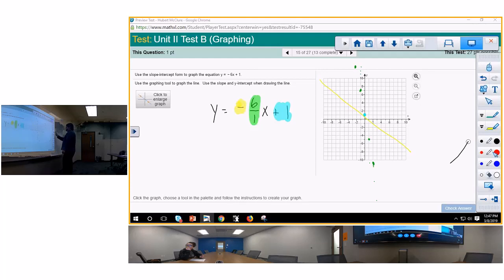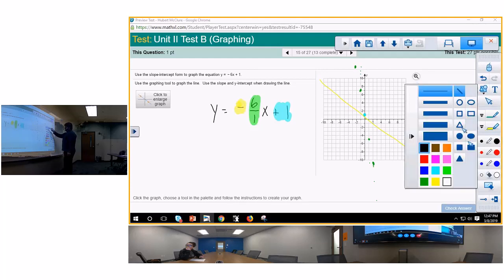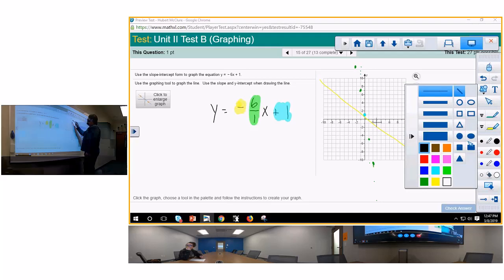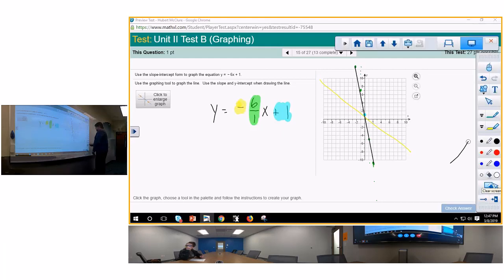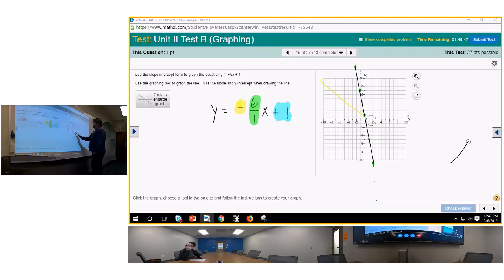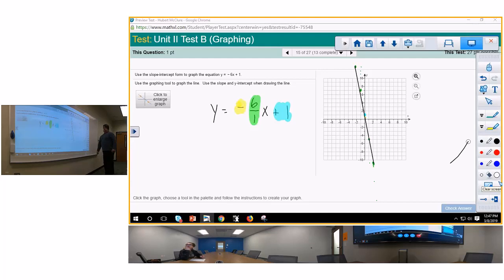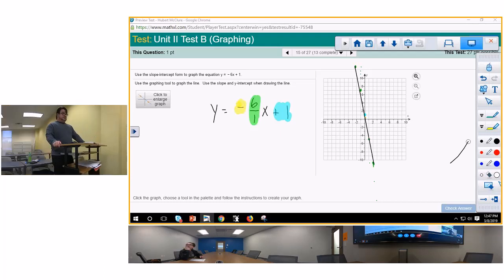Now take your handy dandy straight line maker and there's your line. Take your handy dandy eraser and erase your trace line. That's all there is to it. Graphing ain't hard. The way people teach it is difficult.